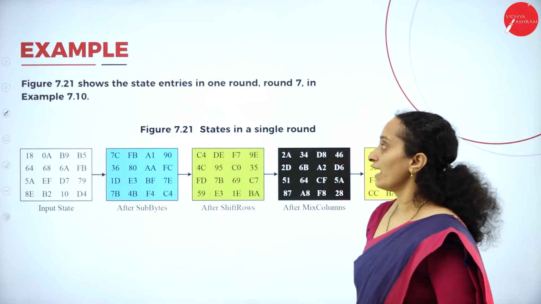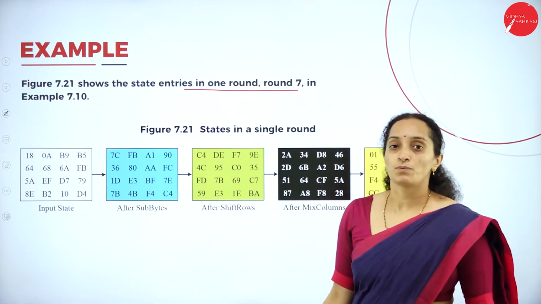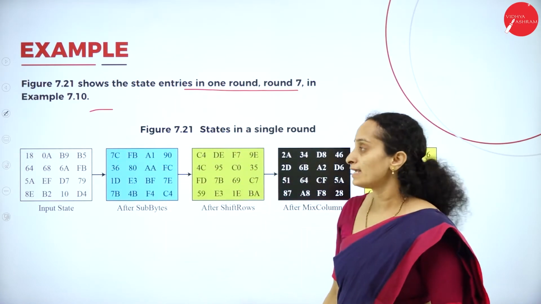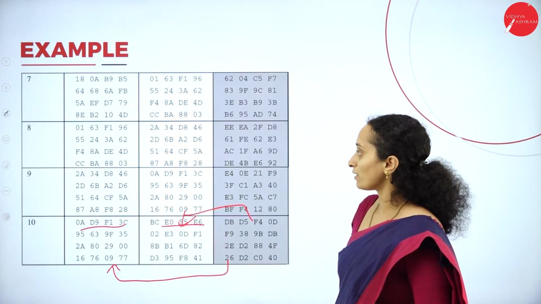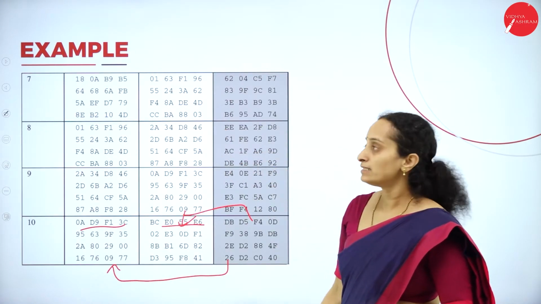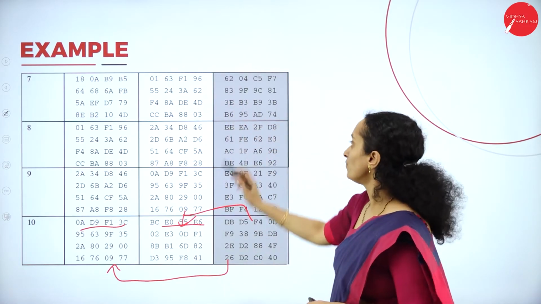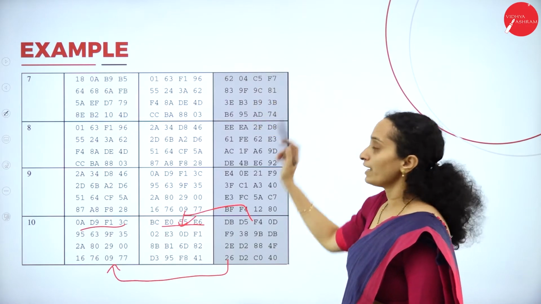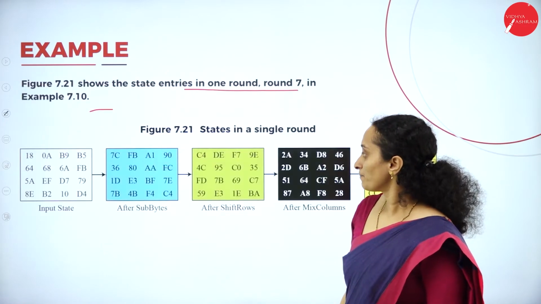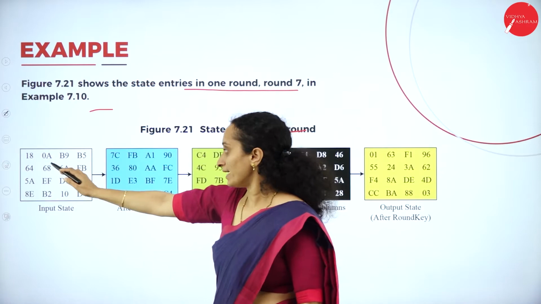Okay. Then we have another example which shows the state entries in one round, that is round 7 of the previous example. If you take round 7, we have this example: 18, 0A, B9, B5 combined with 62, 04, C5, F7 to get the output state. Here we have the states in a single round. This is the input state.